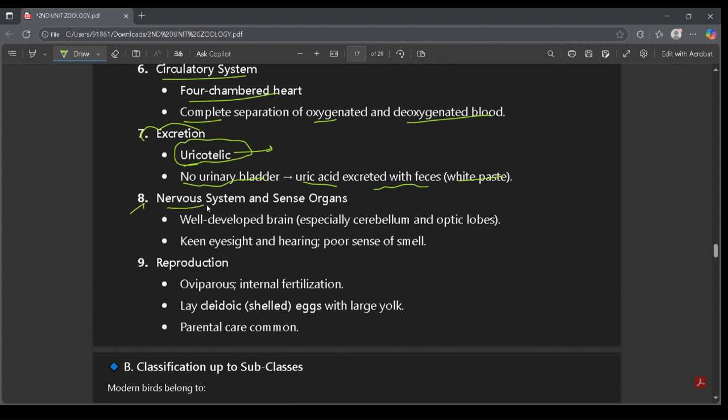Now, number eight being nervous system and sense organs. They have well developed brains, especially the cerebellum and optic lobes. They have keen eyesight and hearing. They have a poor sense of smell.